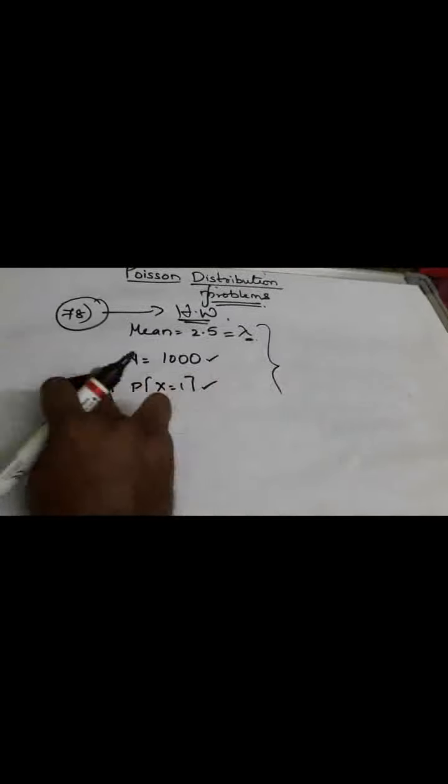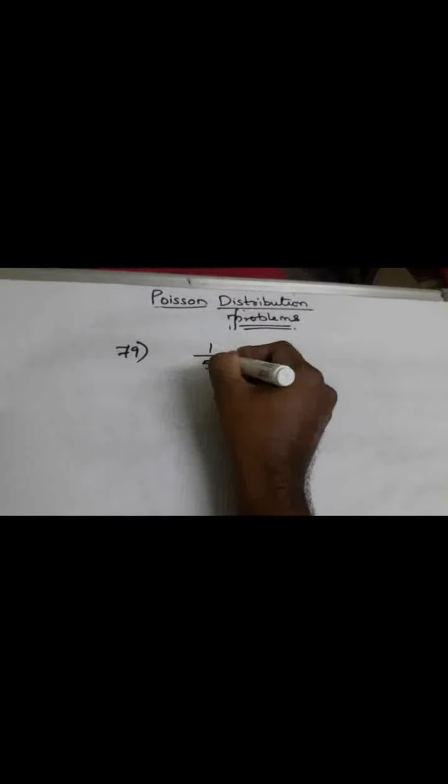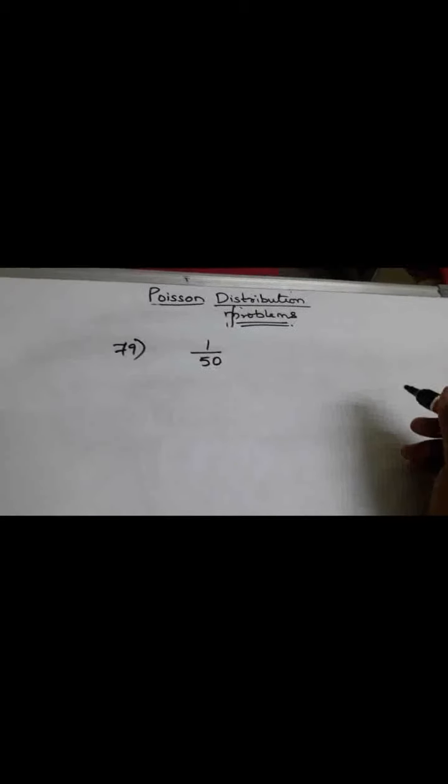Now we shall do Poisson distribution limiting form problems. Now this is a new method, question number 79. Look at there, question number 77 and 78, both of them are homework. Question number 79: on an average, 1 in every 50 valves, that is 1 by 50, manufactured by a firm is substandard.